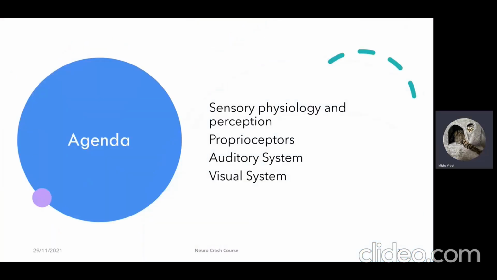So today we're going to be going through sensory physiology and perception, proprioceptors, the auditory system and the visual system.